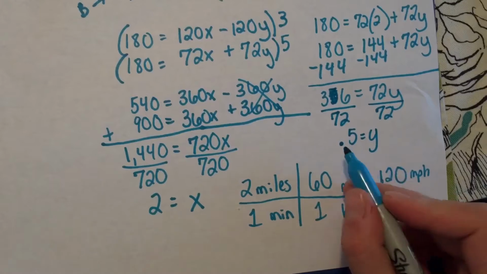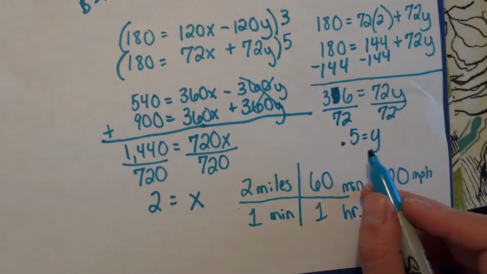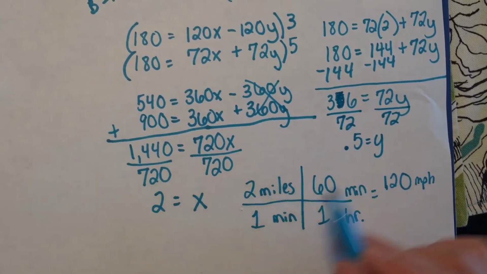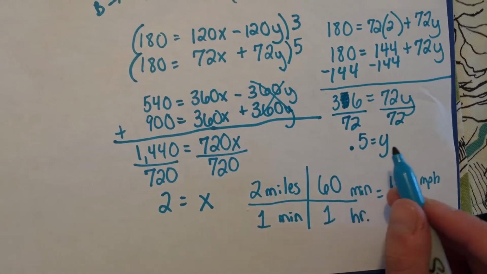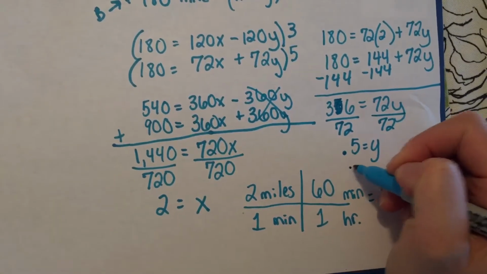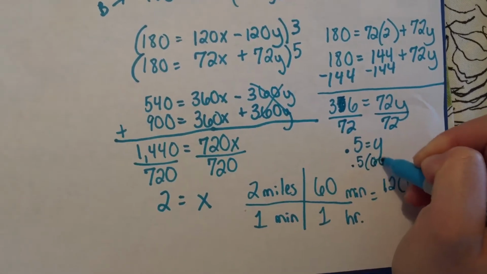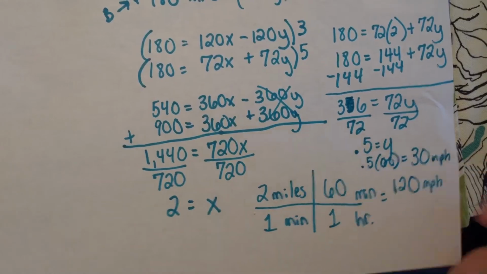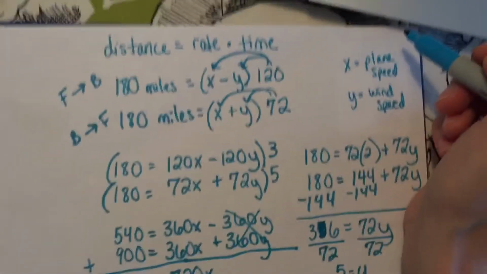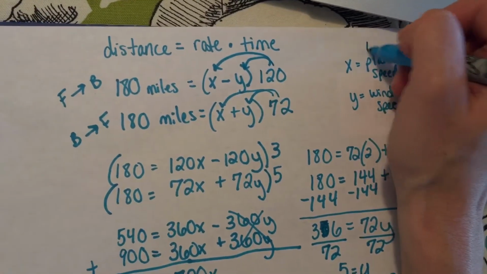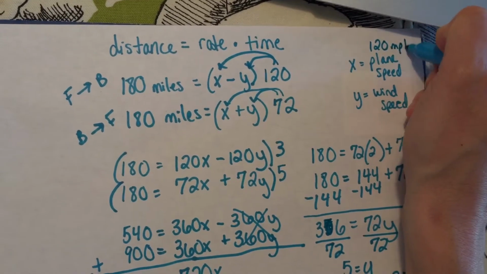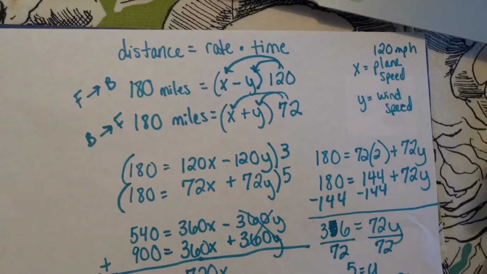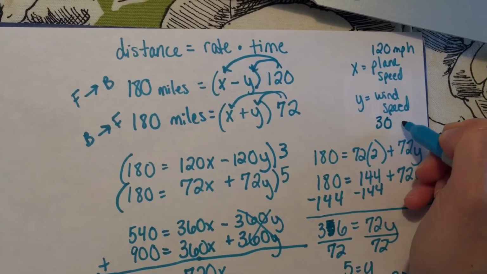Now again, I have to translate this back into, this is miles per minute, so I've got to go back into miles per hour. So I'm going to do the same thing, multiply it times 60. And if you do 0.5 times 60, you're going to get 30 miles per hour. So how fast is the plane going? The plane is going 120 miles per hour when it is in still air, so no wind, and the wind speed is 30 miles per hour.